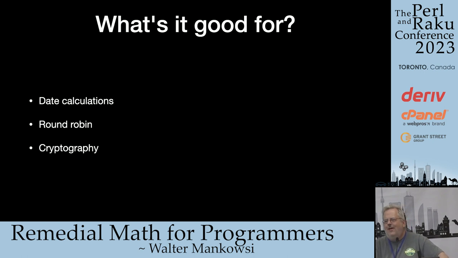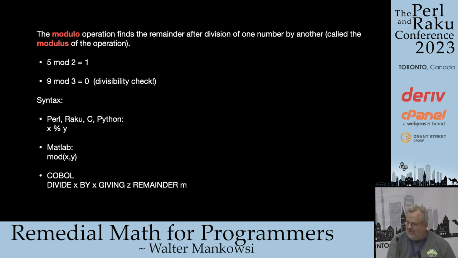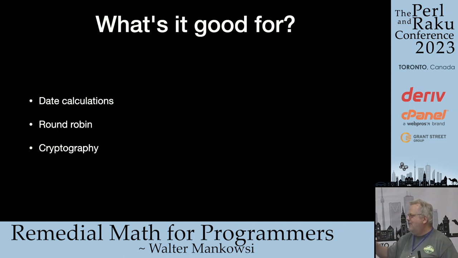What have you used it for? The people who raised your hand, sure. Calculations. Okay, that's good. That was one of my examples. I used it for cartography. Cartography? Very cool. I use it for doing something every n: I've got a counter, I mod it, and when I hit 0, I do it. See, you guys already know this, so I'll go through this pretty quickly. These were my examples: a calculation, round robin, and cryptography.